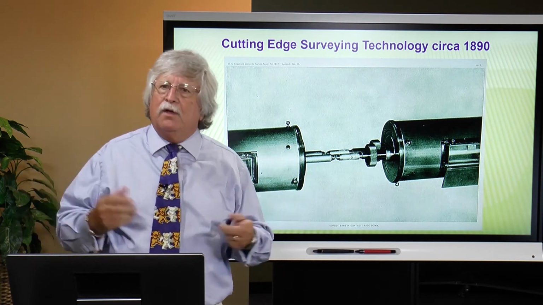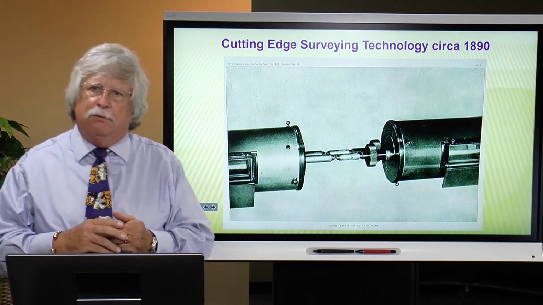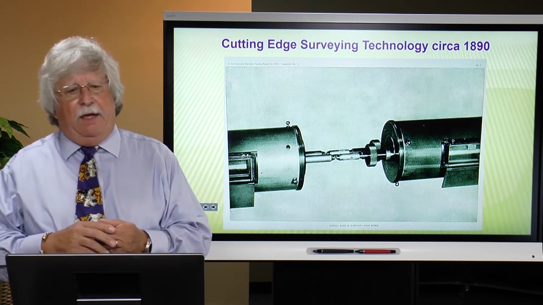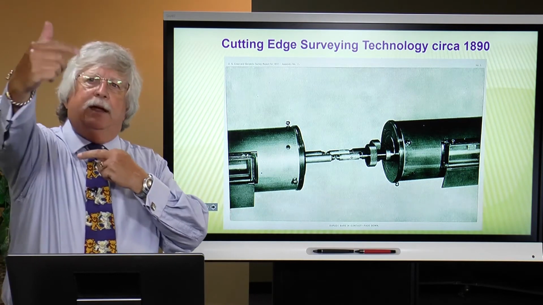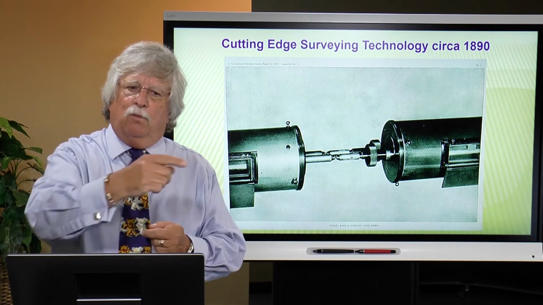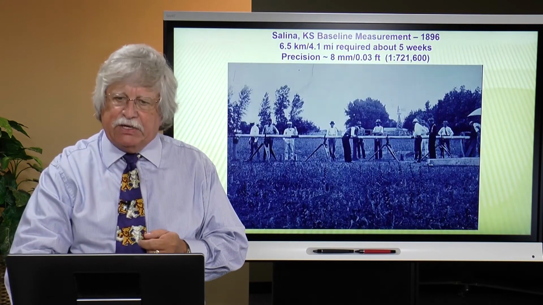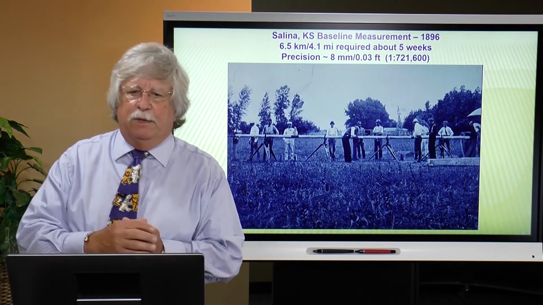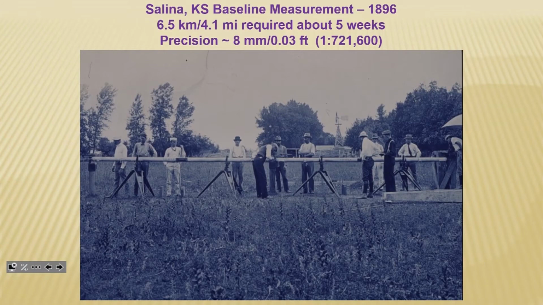There are two bars that are 5 meters long. They weigh roughly about 200 pounds. And they are laid end to end to end to end to measure one of those baselines. Here you see a picture of them performing the measurement at the Salina, Kansas baseline, 1896. Notice that the baseline is only 4 miles long, but it took 5 weeks to make the measurement.